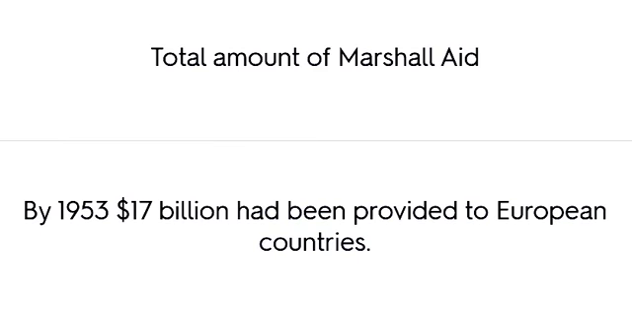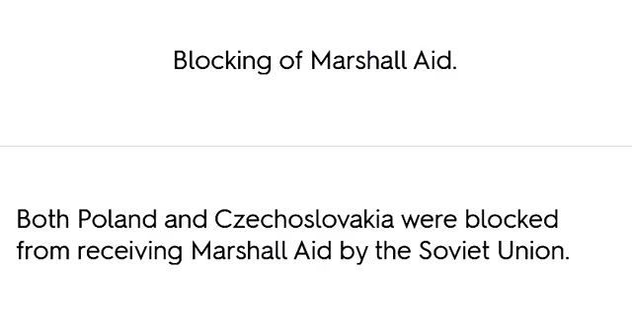Total amount of Marshall Aid. By 1953, $17 billion had been provided to European countries. Blocking of Marshall Aid. Both Poland and Czechoslovakia were blocked from receiving Marshall Aid by the Soviet Union.